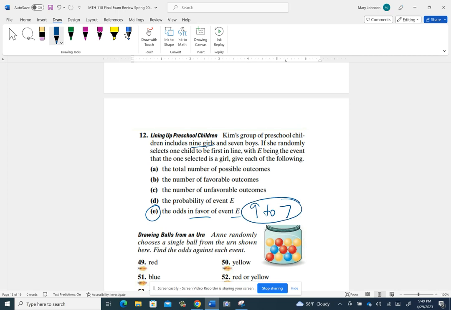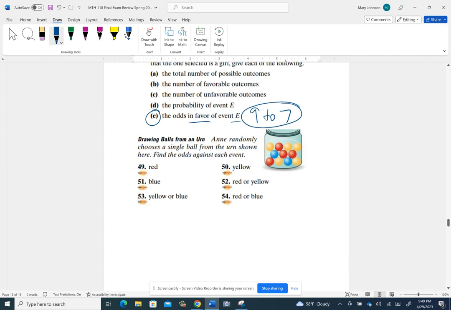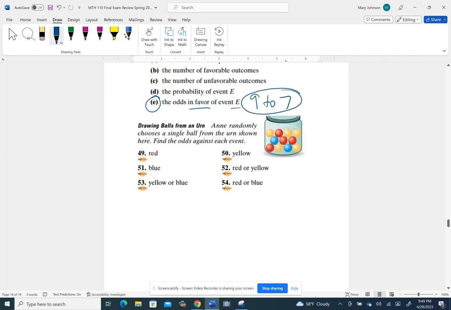All right, then it suggested we look at 49 to 54. So Anne randomly chooses a single ball from an urn shown here. Find the odds against each event. So let's do the even ones here. Odds against getting a yellow. So there'd be 1, 2, 3, 4, 5, 6 that are not yellow to 1, 2, 3, 4, 5 that are.